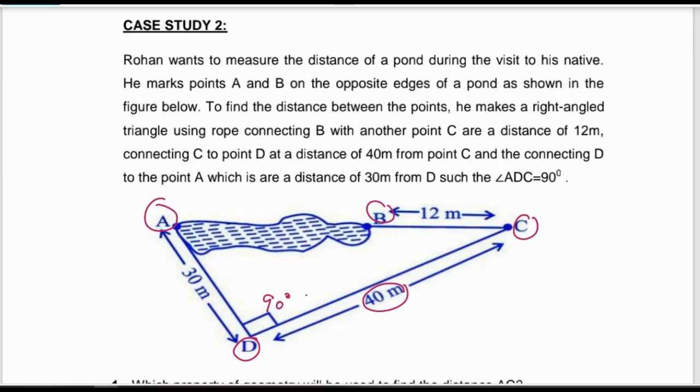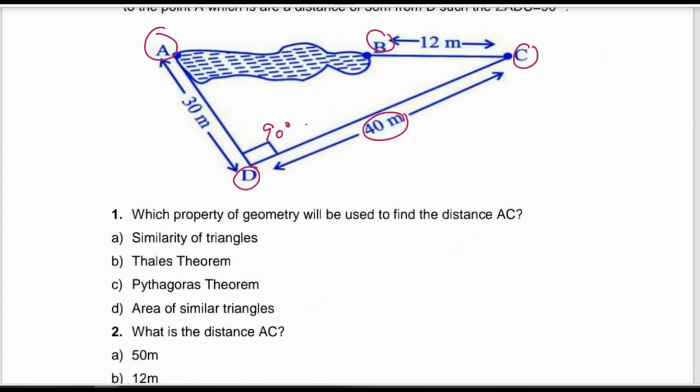Okay, so what are the questions they are asking? Which property of geometry will be used to find the distance of AC? We use the property of Pythagoras theorem. Whenever it is a right angle triangle, we'll be using Pythagoras theorem.